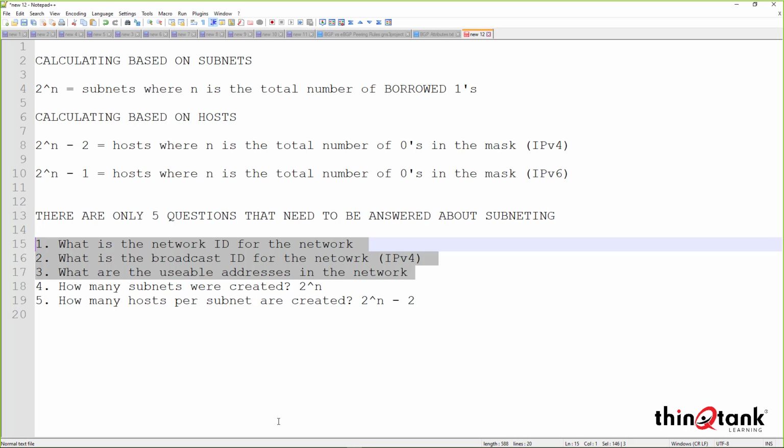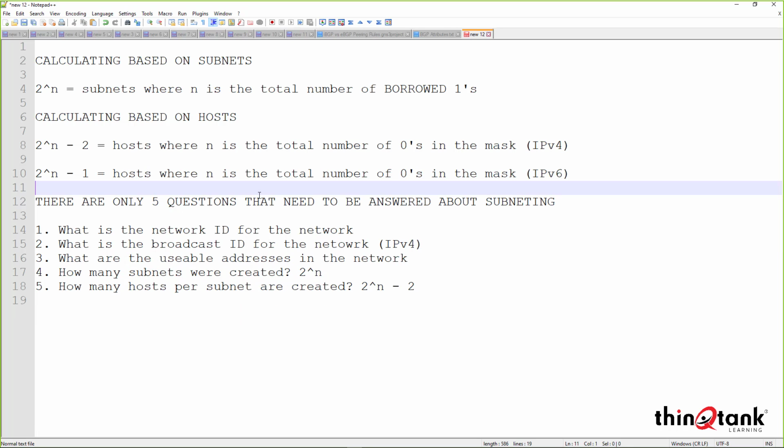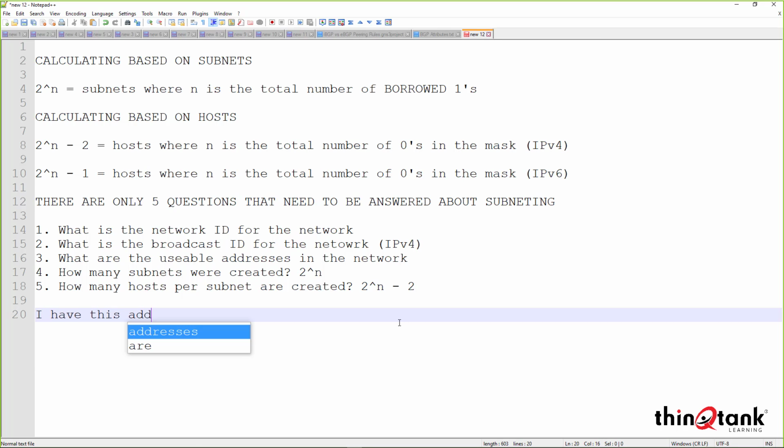What's the network ID? What's the broadcast ID? What's the host range? So check out this calculation here. This is a pretty interesting calculation because this is a pretty common type of question that you would get on the test. I have this address, 10.45.87.33/29. Now, answer the first 3 questions about this address.